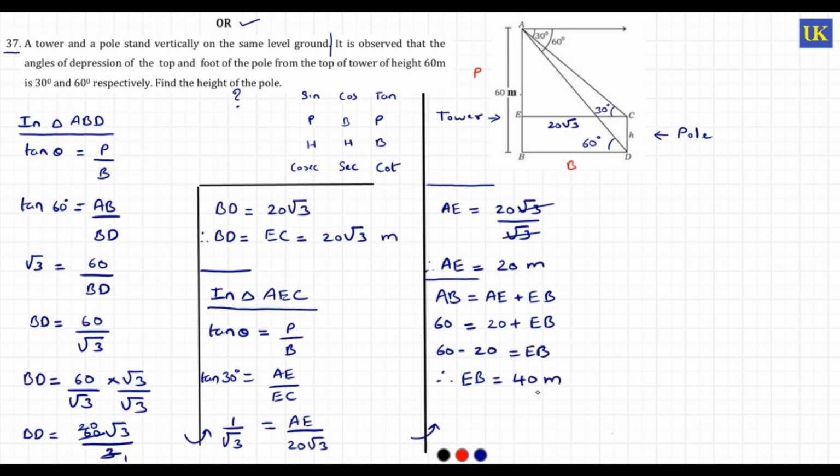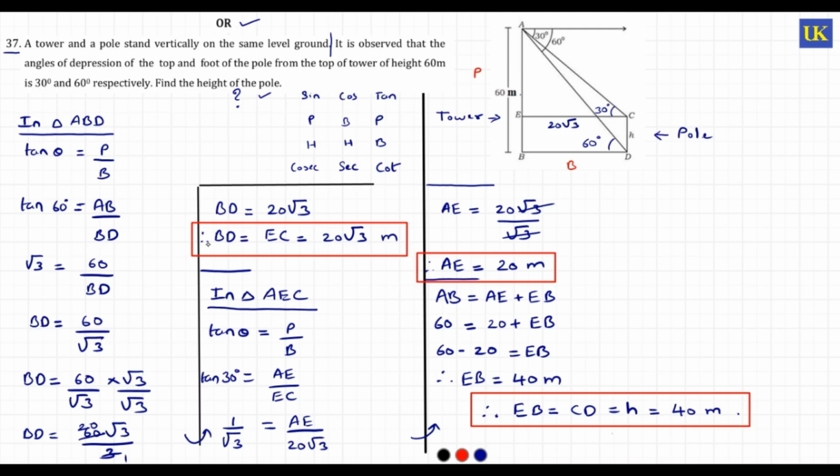And if EB is equal to 40, then we can also say that CD will also be equal to 40 because they both are parallel. EB is equal to CD is equal to H, which they have asked to find in the question, is equal to 40 meter. And this is our answer. CD is the height of the pole, which they have asked to find in the question. So we have found it.